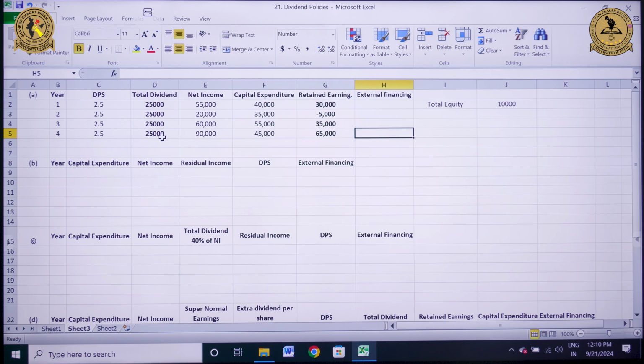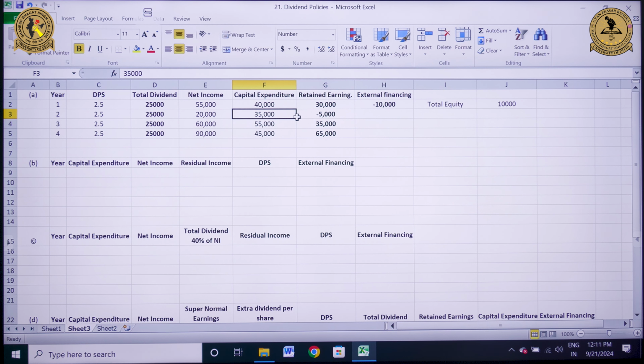and similarly in year 4 the amount comes out to be 65,000. Now in order to find out the external financing requirement, I need to compare the retained earning against the capex for each and every year. In the first year, the retained earning is 30,000. However, the capex requirement is 40,000. So in this way, the company requires 10,000 rupees more through external financing.